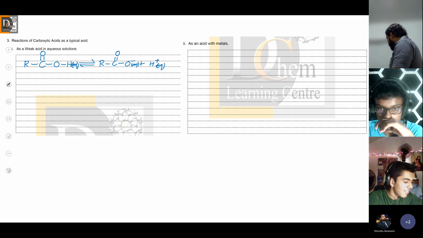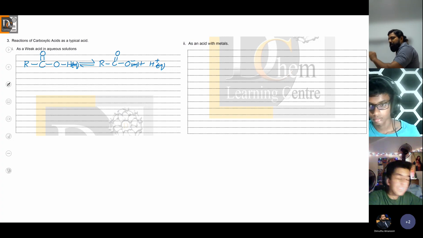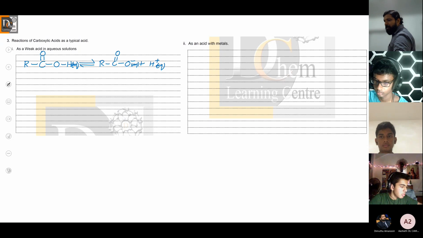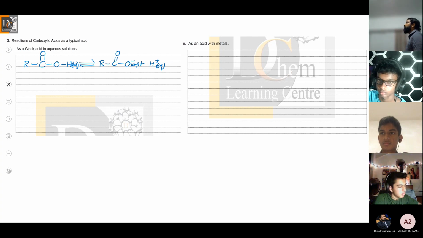If a substance gives H plus out, then that particular substance is an acid. This property is not seen in any other organic compound, only in carboxylic acid.